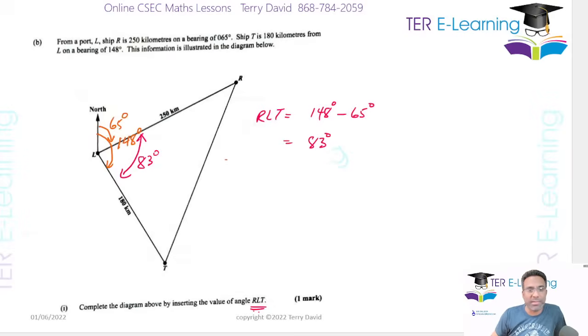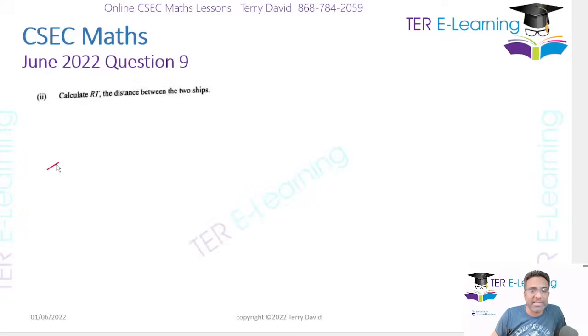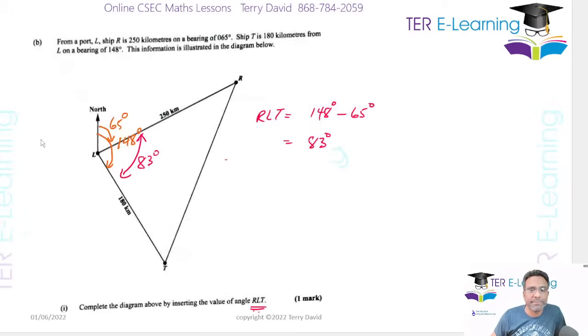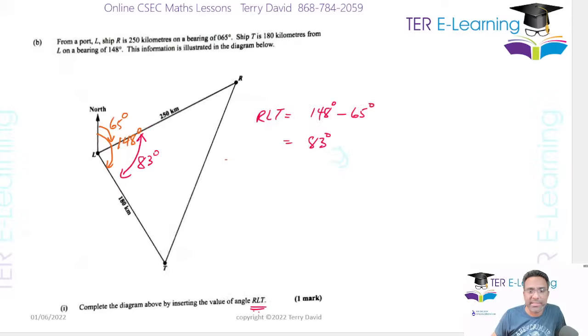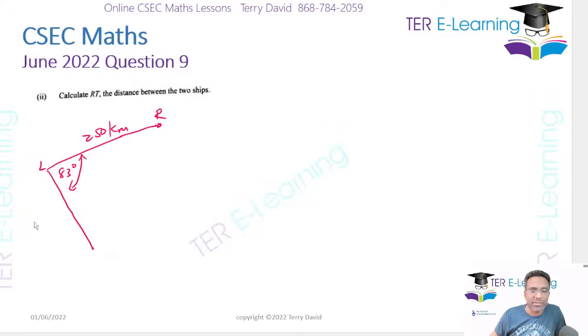So here's what we have, right? The angle is 83. Right? That's your angle. LR. So this is L, this is R here, and this is 250 kilometers. Right? And the next thing we have here is T, and that's 180 kilometers. And this here is T. And the question wants us to work out the distance RT.